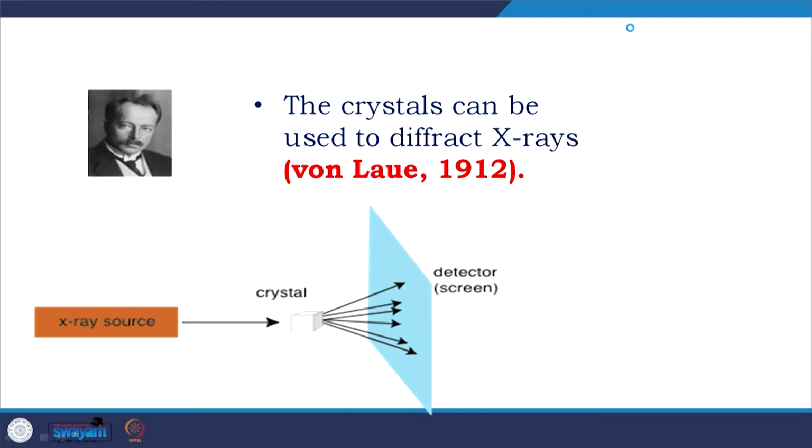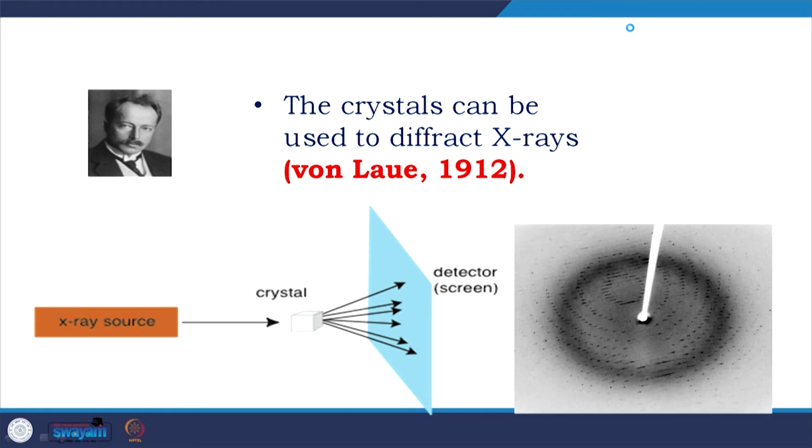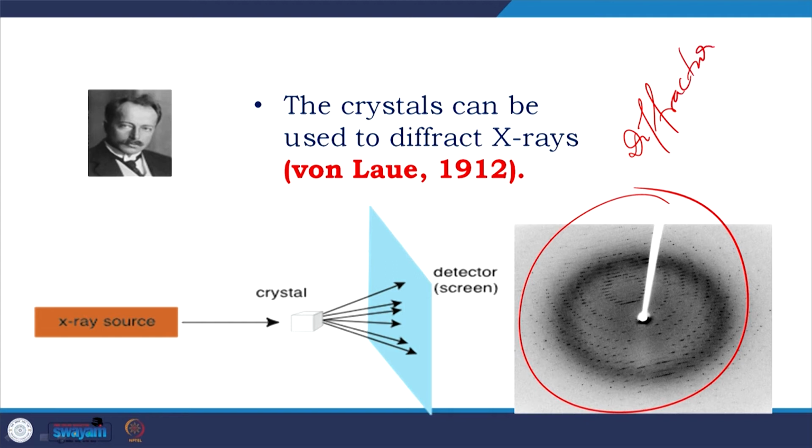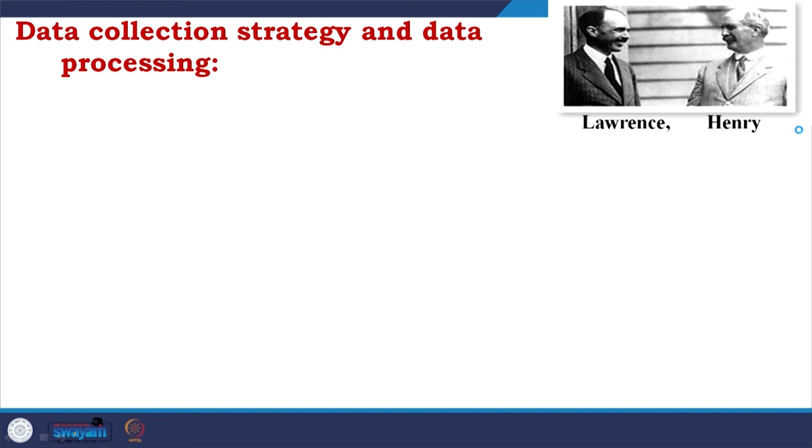So, you have an X-ray source, you have a crystal and you have a diffraction pattern. This is diffraction, from where you get the spots, and you calculate from the pattern to get some atomic information. Data collection strategy and data processing. So, now we have come far, where they have hit crystals with X-rays and got diffraction.